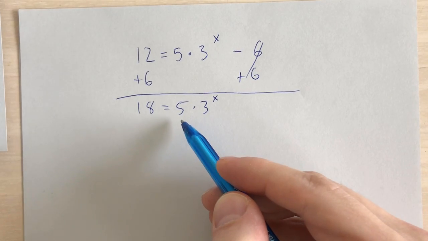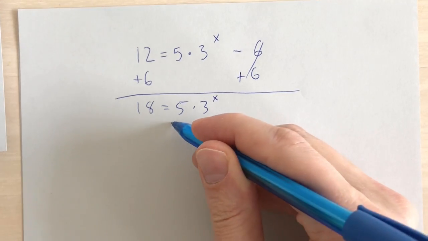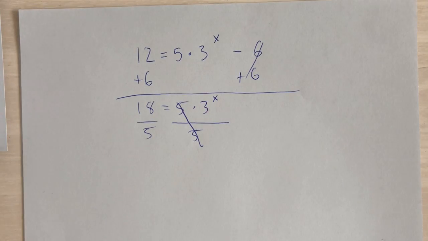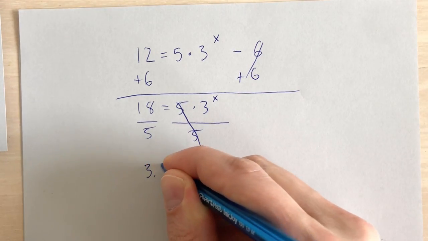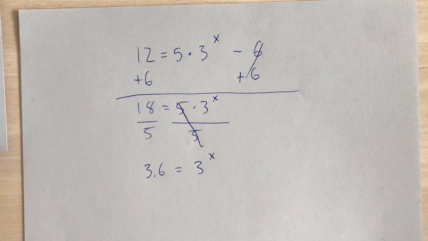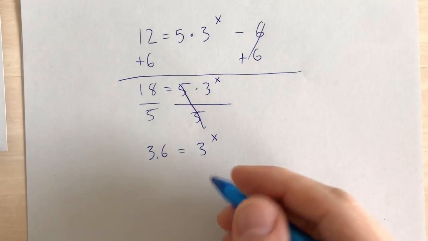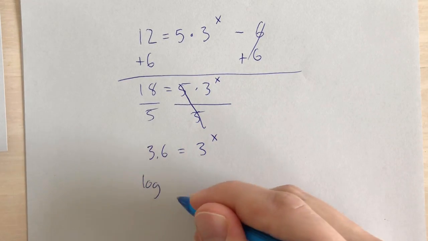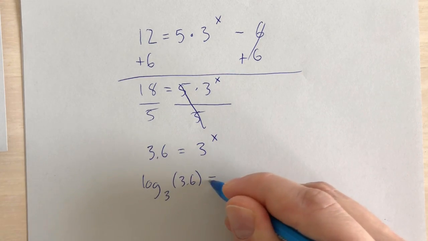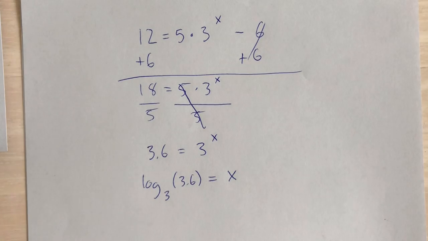Still there's that 5 over there, so we're going to need to move it to the other side. So we'll divide both sides by 5. 18 divided by 5, just let me type that in real quick, is going to be 3.6. Alright, now the moment you get the exponent by itself, what you're going to want to do is switch it over to logarithmic form. So that thing we've been practicing this entire time, at this point, you're going to write this log of 3.6 base 3. And that's going to be how we can get x by itself.